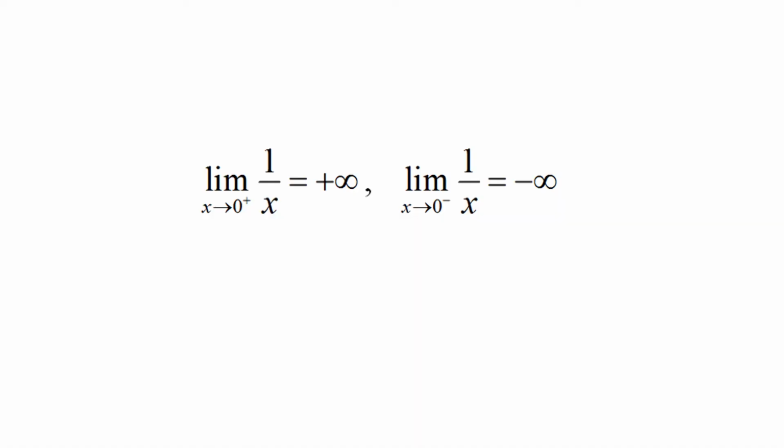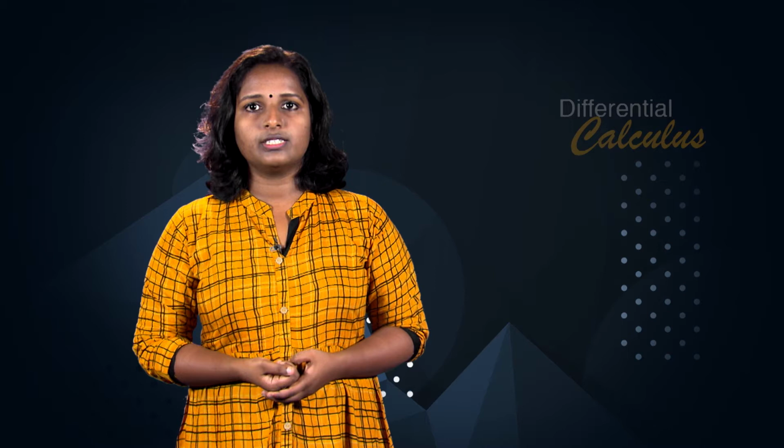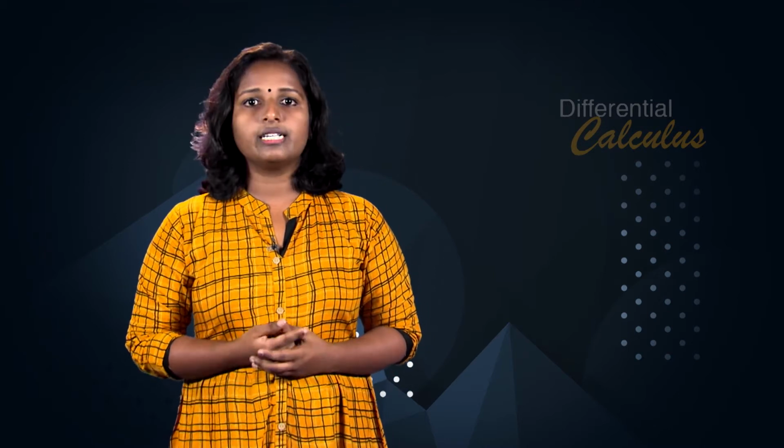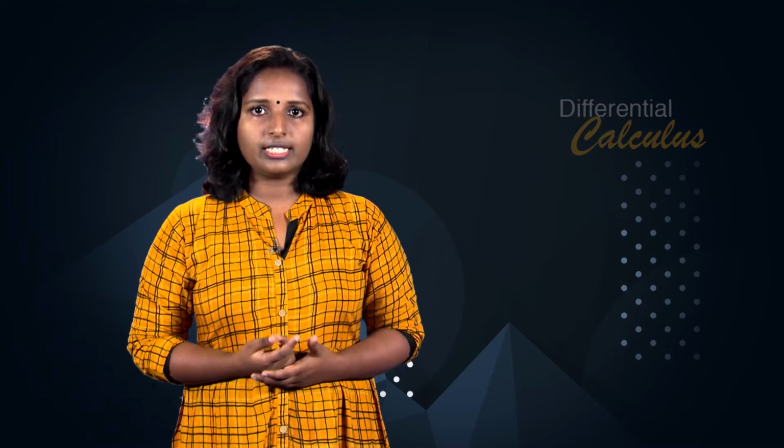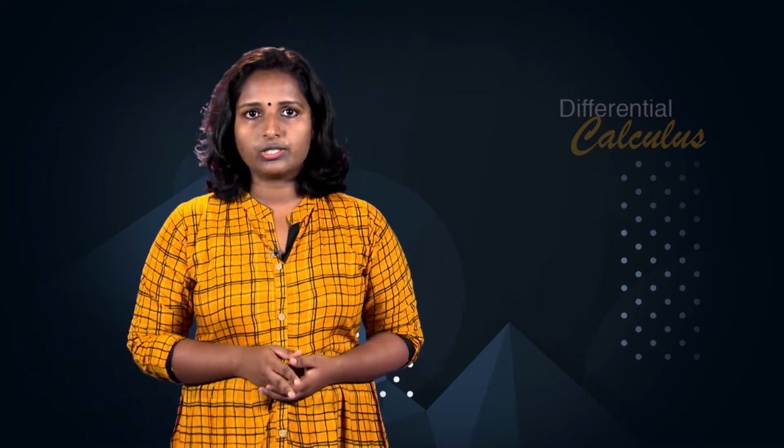We have seen in the previous session that the limit of 1 upon x as x approaches 0 from the right is positive infinity, the limit of 1 upon x as x approaches 0 from the left is negative infinity, and that the limit of 1 upon x as x approaches 0 does not exist. This shows that if the limit of the denominator is 0, but the limit of the numerator is not, then the limit of the rational function does not exist.